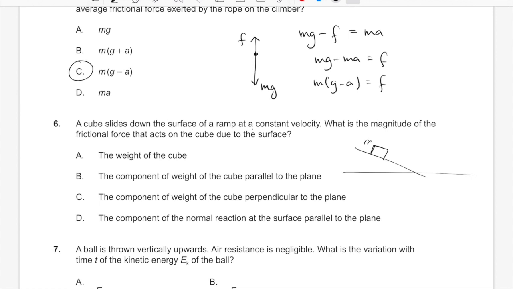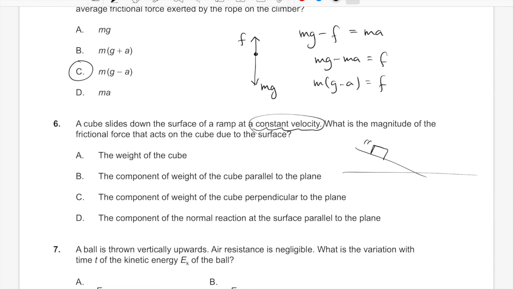Okay, now question 6 is a cube sliding down the surface. Constant velocity, key point, right? So net force is 0. So the frictional force that is pointing up the slope as it's sliding down has to balance out the component of the weight parallel to the slope, right?